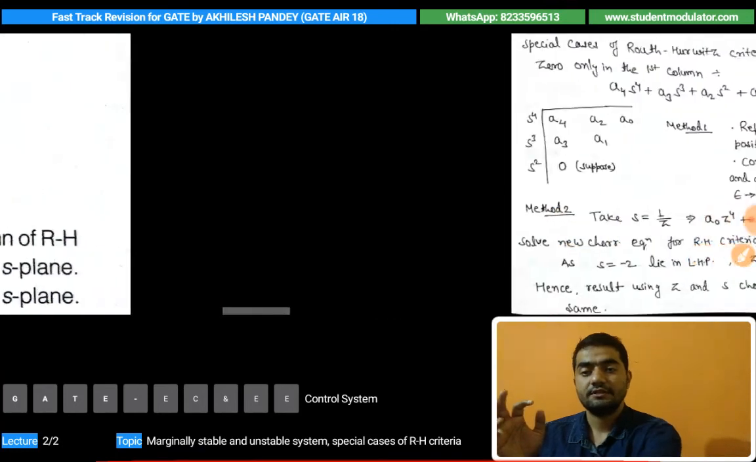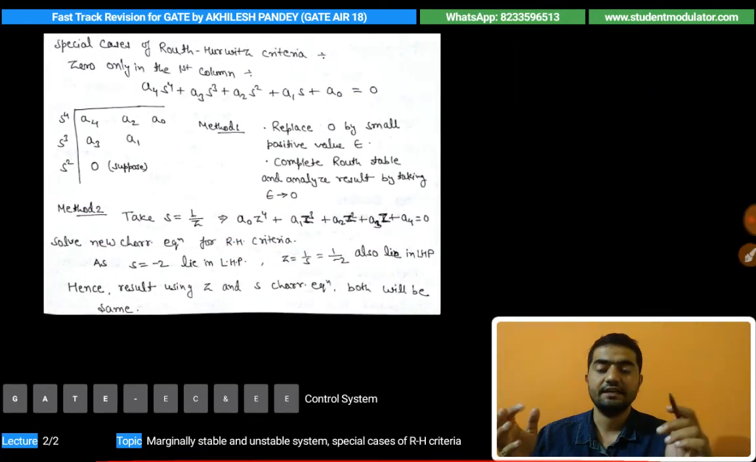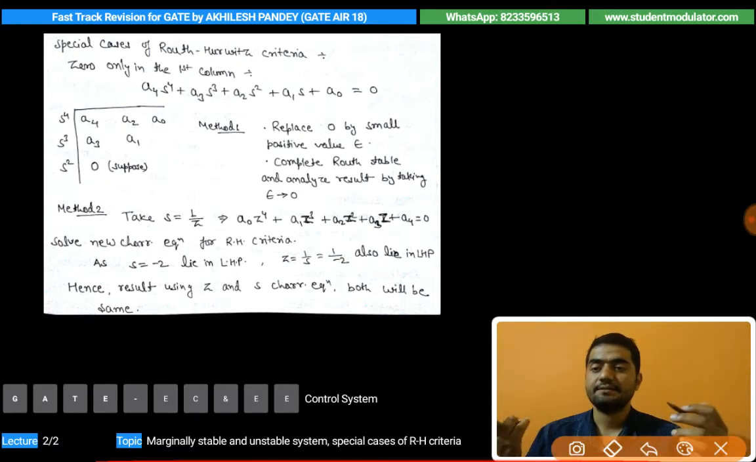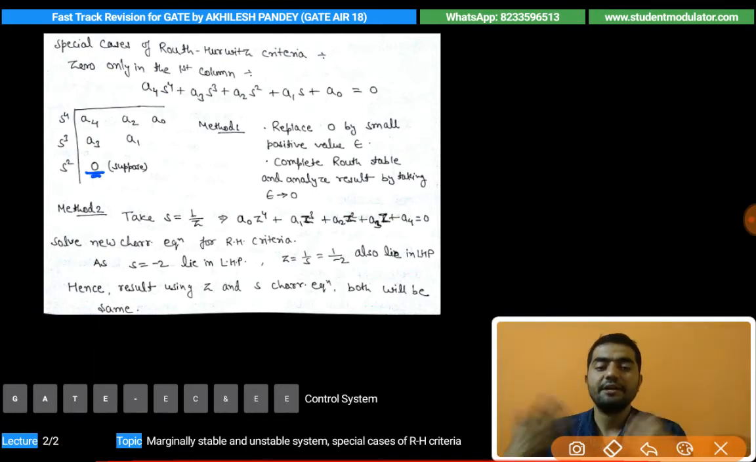Next, come to the topic, that is special cases of Routh Hurwitz criteria. So there will basically be 2 special cases. If we are forming the Routh Hurwitz table, then one case can come like this: the first element, the first column element, can become 0.